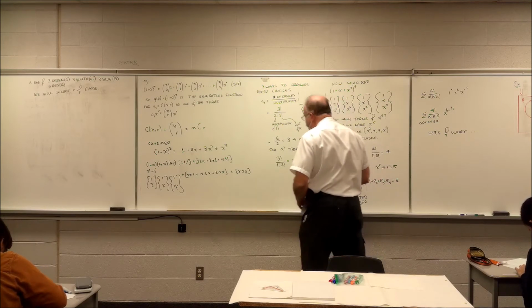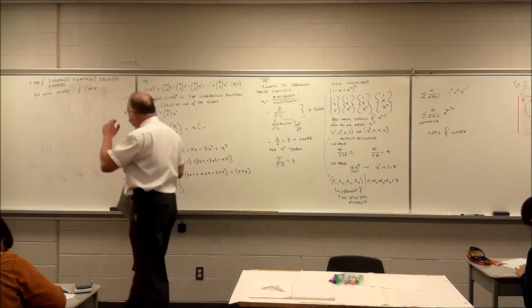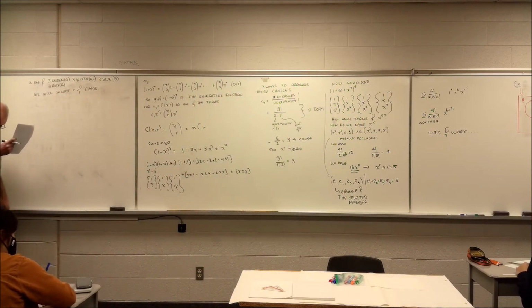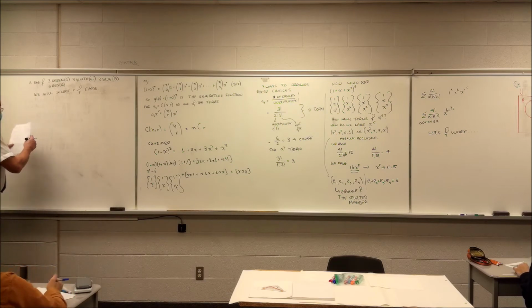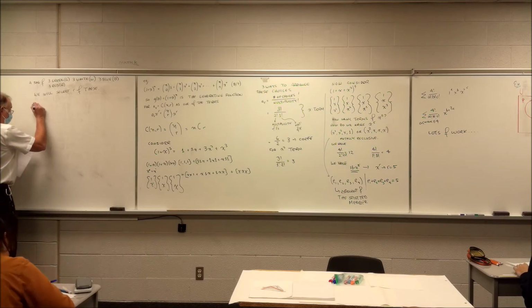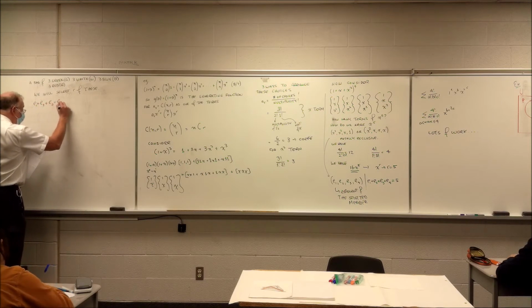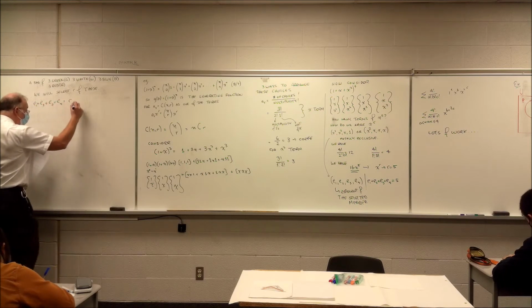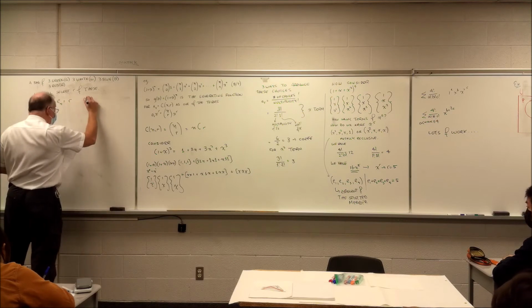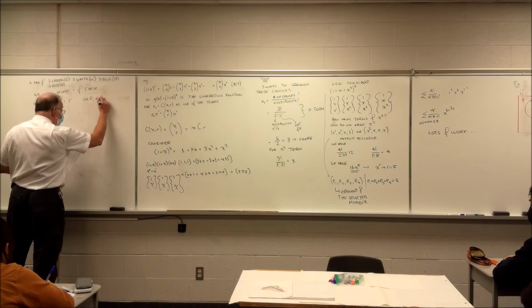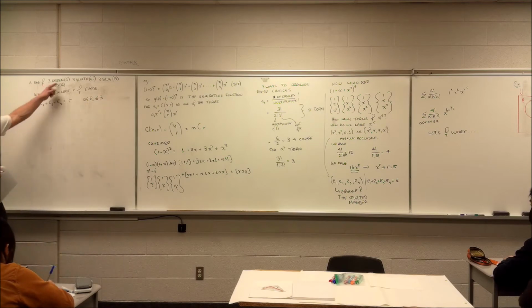Okay? So now we don't have a polynomial anymore, we've got something different. But here's what we know. E1 plus E2 plus E3 plus E4 is equal to R, and there's a limit: 0 is less than or equal to Ei, which is less than or equal to 3. Why? Because we have 3 balls.